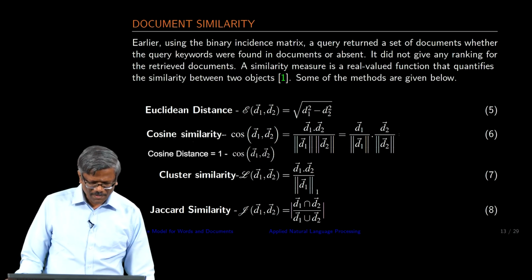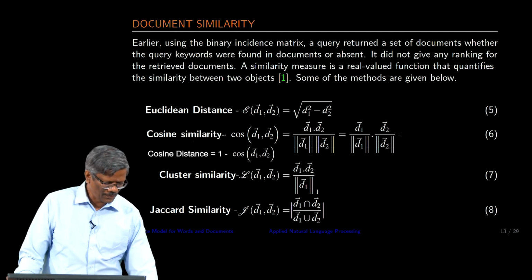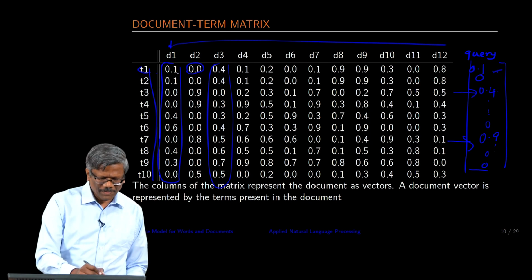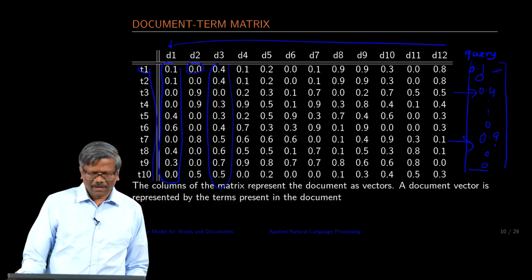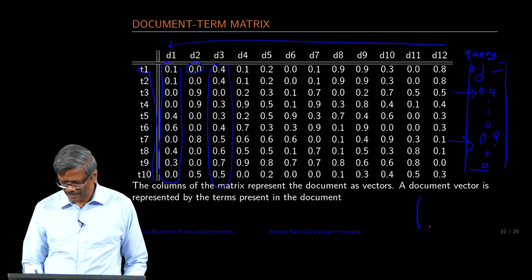So, why is it not a good idea to use D1 and D2? Look at this. If you compute the distance, some would be long like this in the vector space.